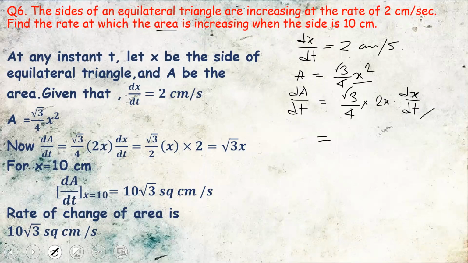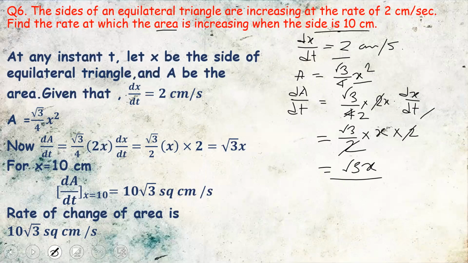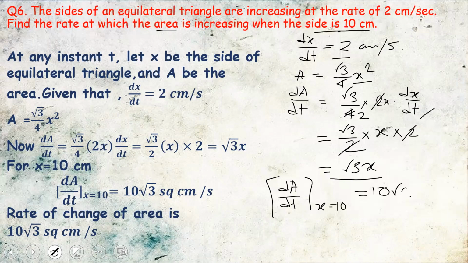So what is dx/dt? dx/dt is given, so that is root 3 by 2. 2, 4 cancel, that's why 2 into x into 2. Again 2 cancels. So root 3x. So dA/dt is root 3x. Now we need to find dA/dt when x is equal to 10. That means 10 root 3 square centimeter per second. Here is your solution. You can check. So moving to the next application.